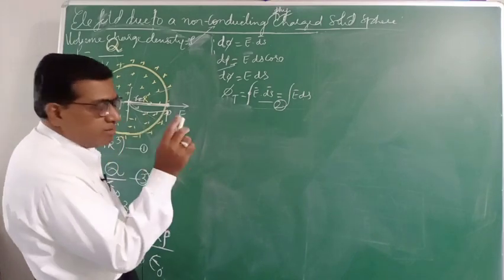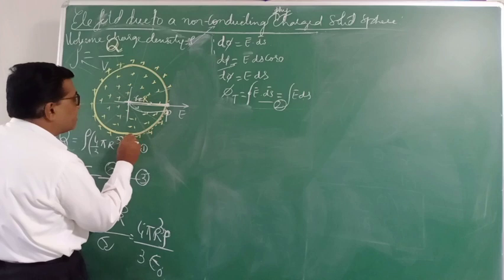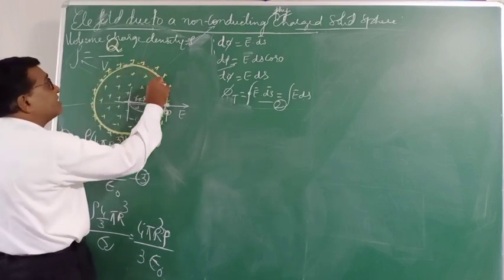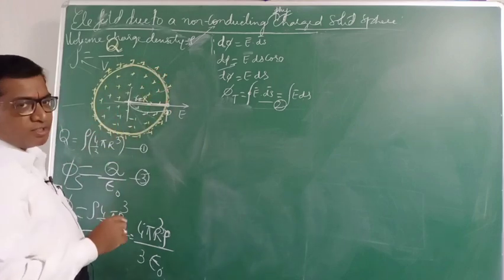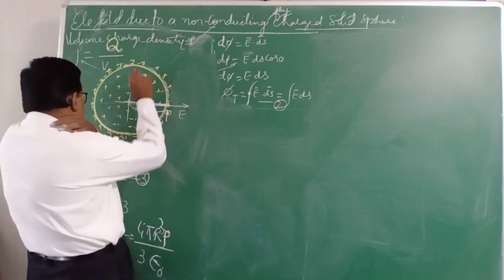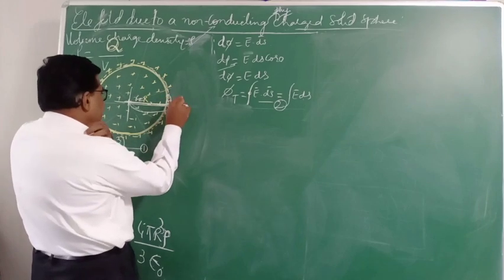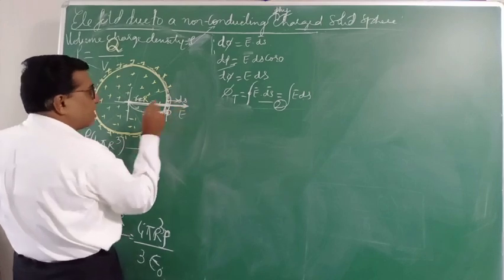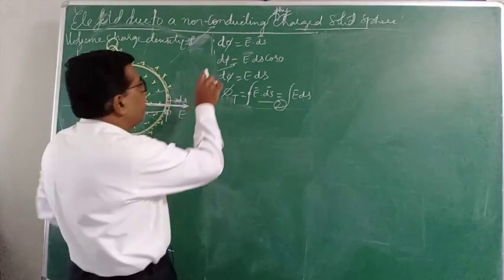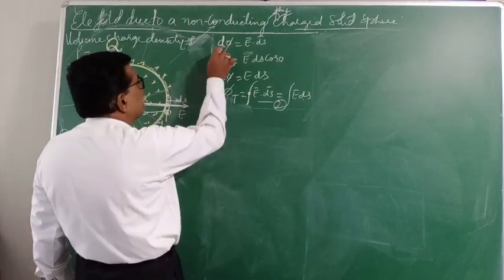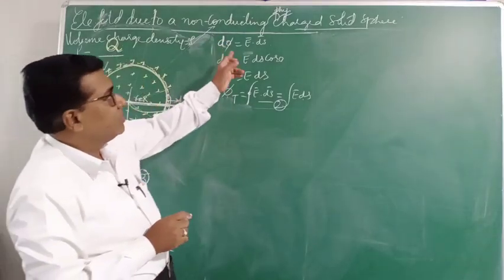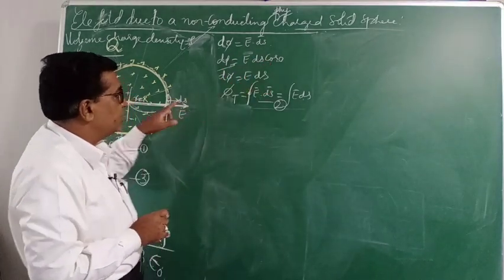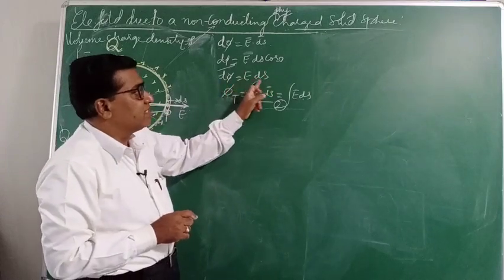Again, follow the same steps. Imagine a Gaussian surface just over the surface of the solid sphere, symmetrical to it. Then imagine an area element ds. Again the direction is the same: the direction of the area element and the electric field are both parallel. Now the small flux through the area element, d phi, is E dot ds, the dot product E ds cos theta. Since both are parallel, cos 0, so the small flux is E ds.